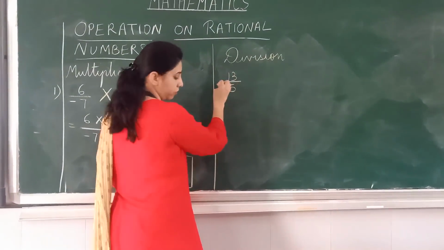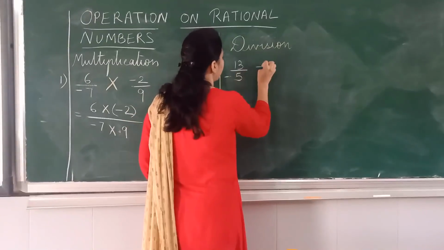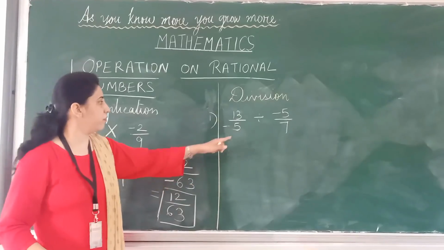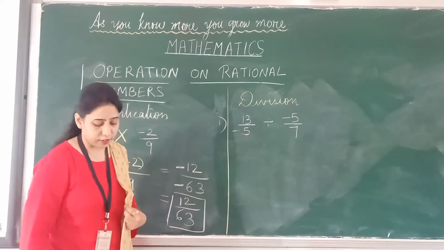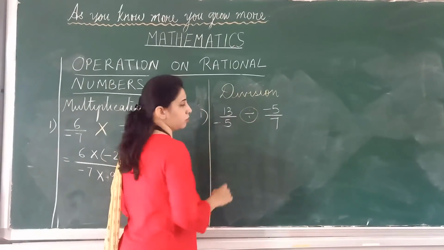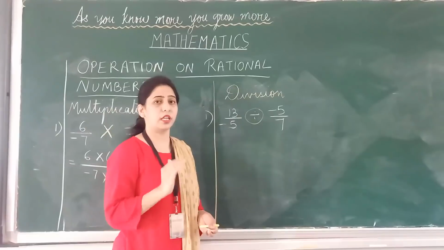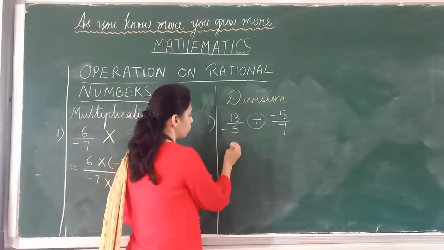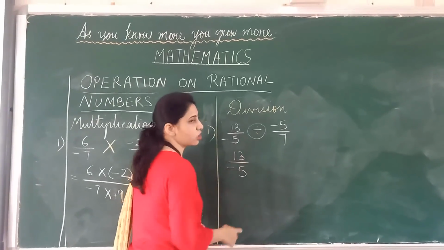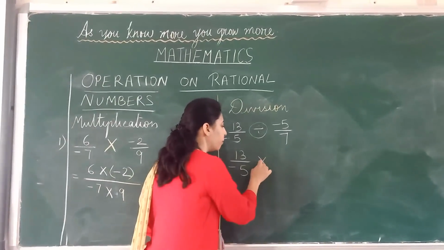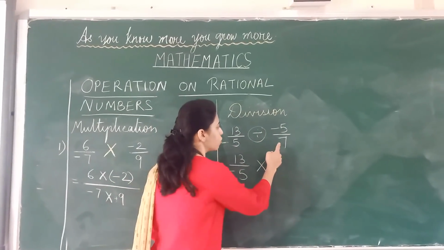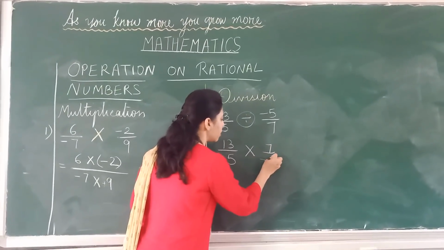I'll take one example: 13 upon minus 5 divided by minus 5 upon 7. So now the main sign is your division. Now whenever division is there, always think of reciprocal. So I will write down the first one, 13 upon minus 5, division converted into multiplication. When you multiply, you always reciprocal the second rational number. So it will be 7 upon minus 5.